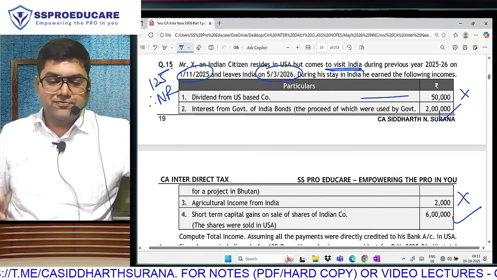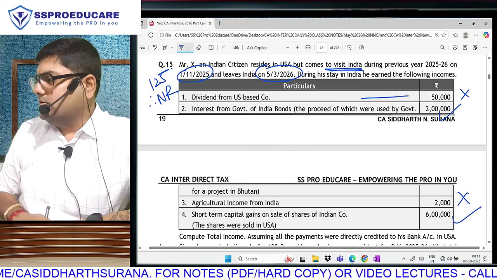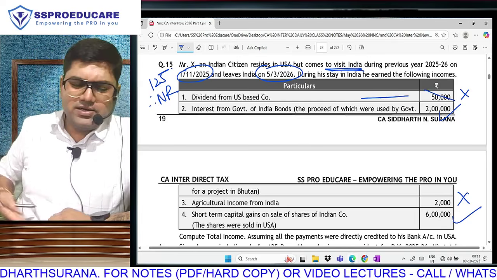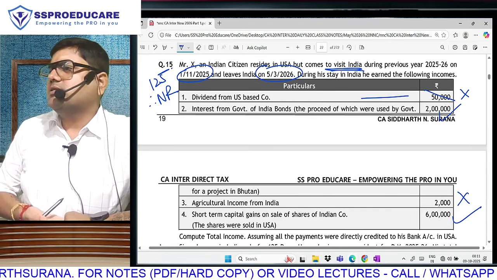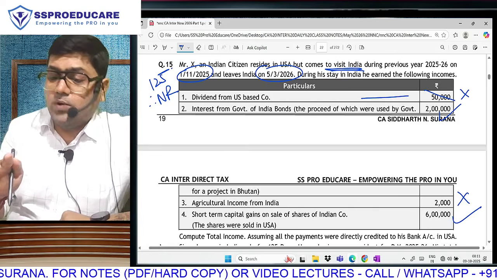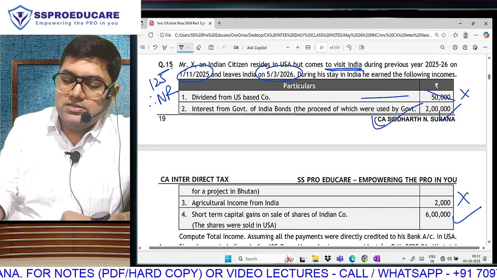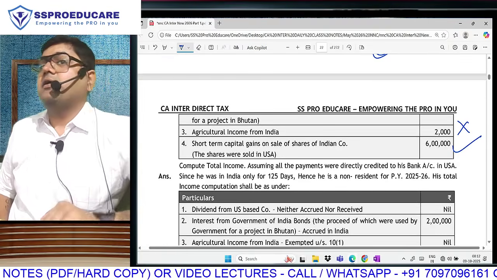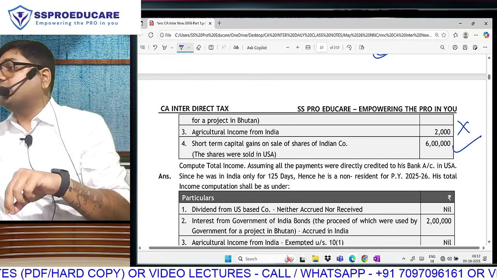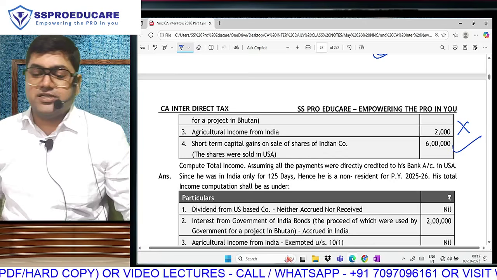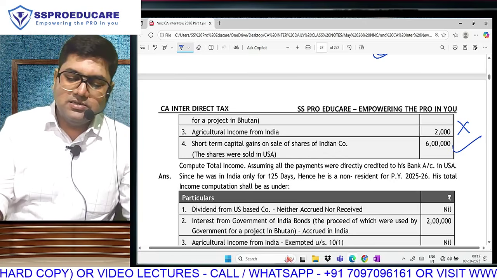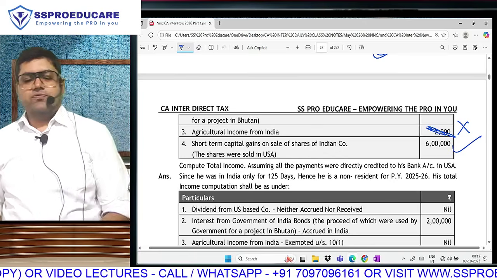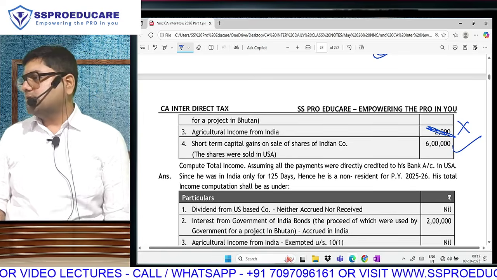Income number one, 50,000 rupees. Foreign income, not taxable. Cancel. Solved question, and therefore I am doing it like this. Government of India bonds interest, taxable, because even if you are a non-resident, it is Indian income, it will be taxable. Third, agriculture income in India, as per scope of total income, it should be included, but then separately in section 10, it has been declared as exempt income, so this also will be removed. And lastly, sale of Indian company shares capital gains.